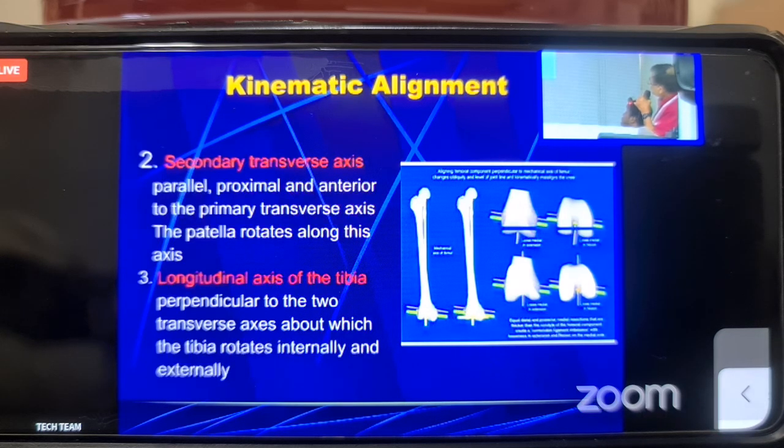And then there is the longitudinal axis of the tibia, which is perpendicular to these two, and this is where the tibia rotates internally or externally. So it needs a little bit of imagination to visualize or conceptualize these three axes. The problem is that these 3 axes are not orthogonal, or they are not parallel or perpendicular to each other. That's the problem, which is very, very difficult to replicate.